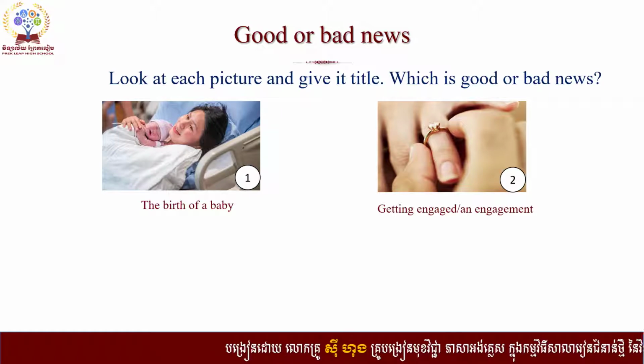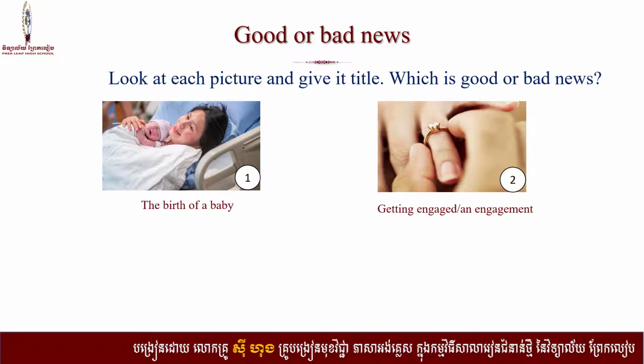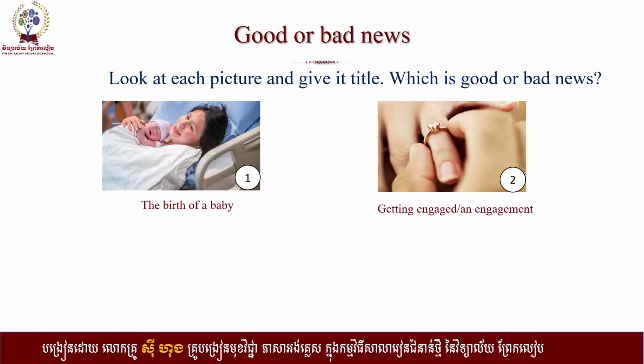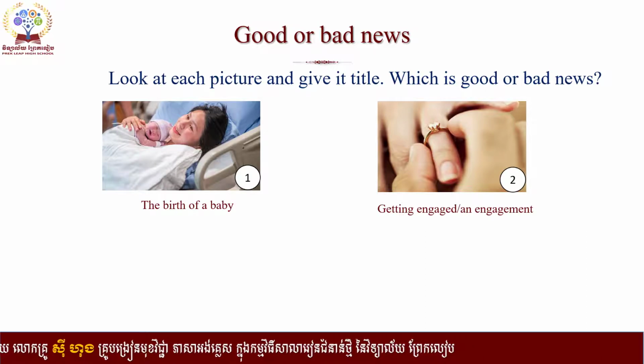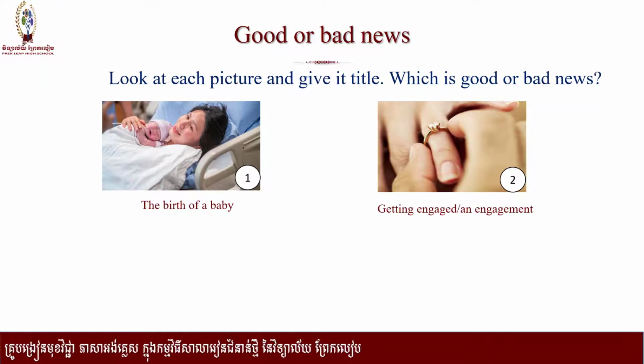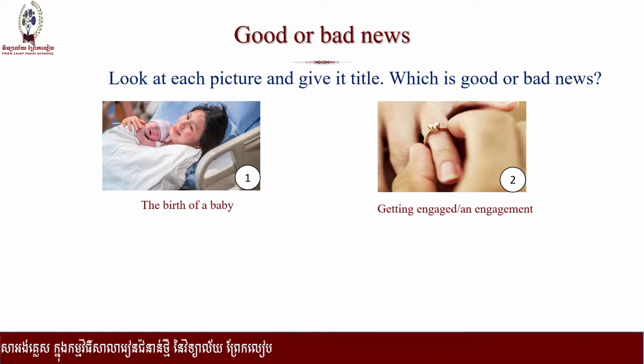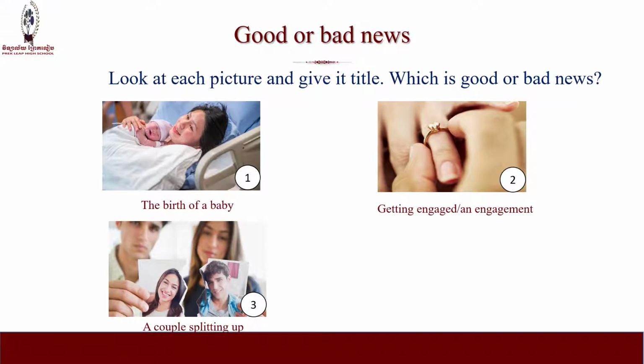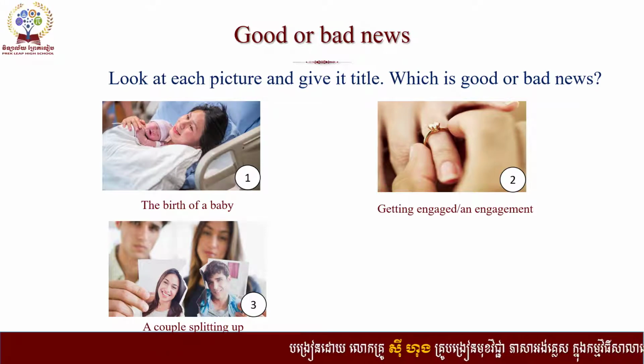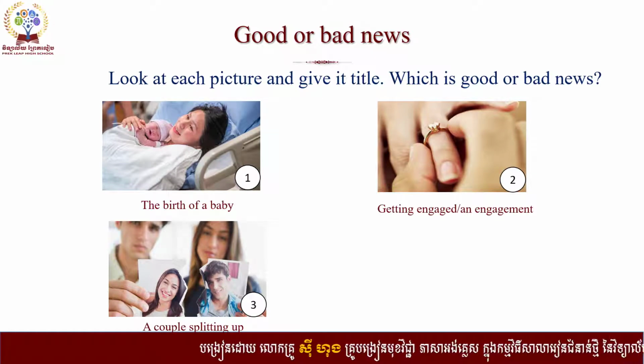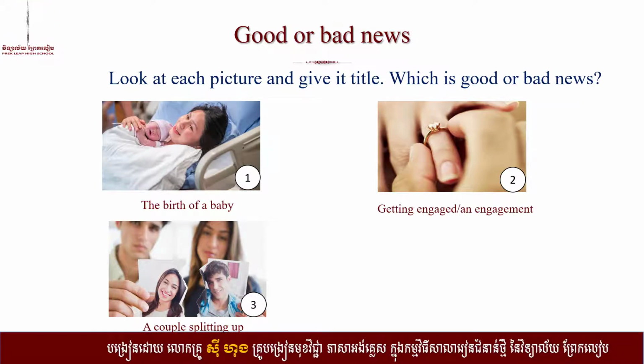And picture number 2, you can see an engagement ring or a wedding ring worn on the left hand. Yeah, so it's getting engaged, or getting an engagement. And picture 4, a couple tear the pictures up, so they are going to split up. So a couple splitting up. Yeah, they have split up.